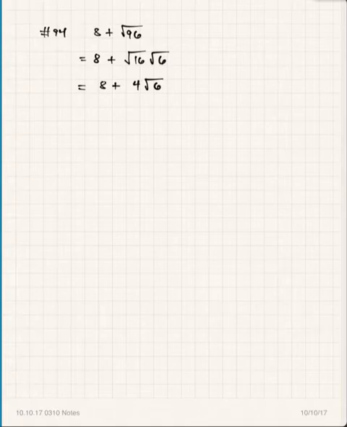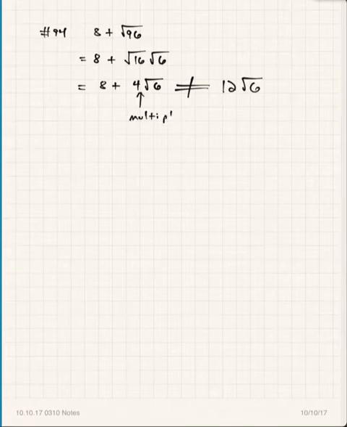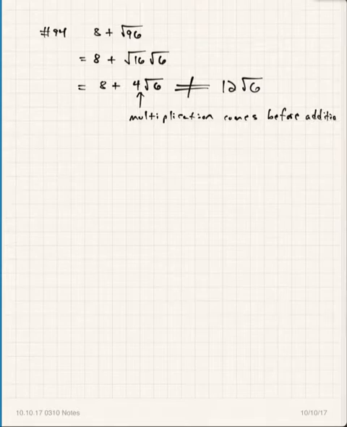All right, this is not equal to, let me really emphasize this, this is not equal to 12 times the square root of 6 right there. You can't take the 8 and the 4 and add them together, because what's the operation between the 4 and the square root of 6? That's multiplication. And remember, order of operations says multiplication comes before addition. And so if you added the 4 and the 8 together, you'd be violating order of operations. And so you can't do that.